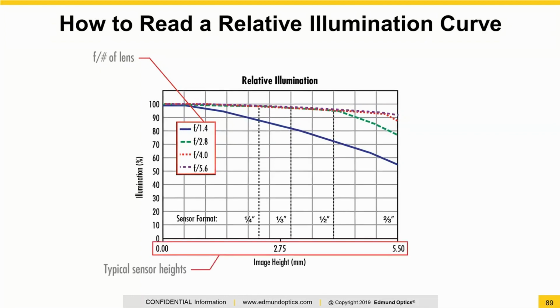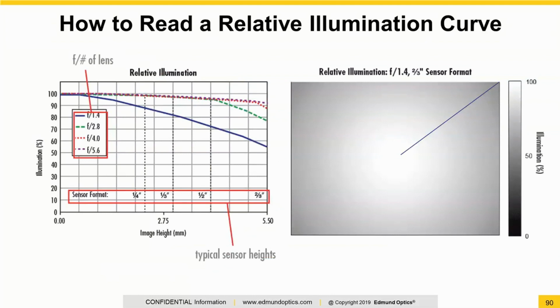On the x-axis here, we're showing our sensor height. And again, we have several different dashed lines showing common sensor formats. So we have a 1/4 inch, a 1/3 inch, a 1/2 inch, and a 2/3 inch on this particular plot here. And we're showing it out to the corner in this particular case, all the way out to the corner of a 2/3 inch sensor. So we're looking at the center. Again, that 0 point on the x-axis there is indicative of the center of our image, and the 5.5 millimeters is indicative of the corner.